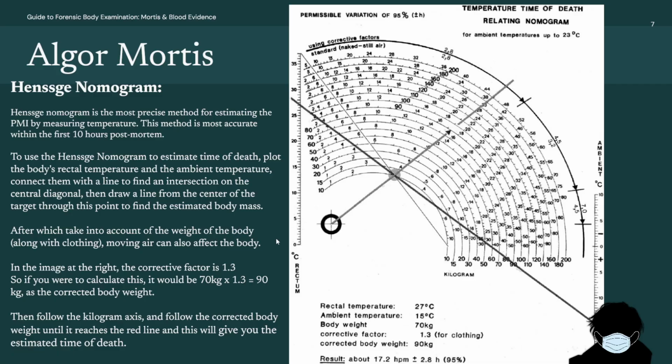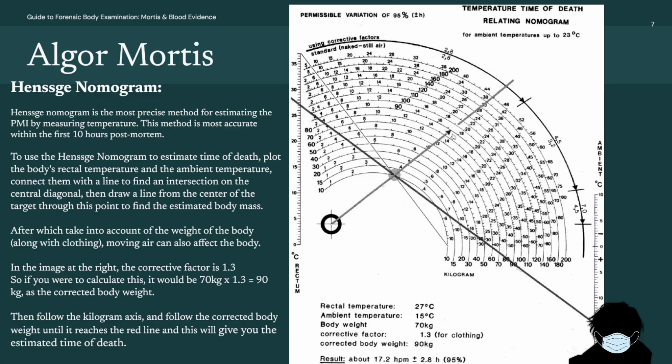Anyways, in the image at the right, the corrective factor is known to be 1.3. So if you were to calculate this, it would be 70 kilograms multiplied by 1.3, which equals 90 kilograms as the corrected body weight. And as you can see, you first place your cursor at 90, and then you follow the line until it reaches the line which the central circle had hit. So as you can see, imagine this as a red line, okay?